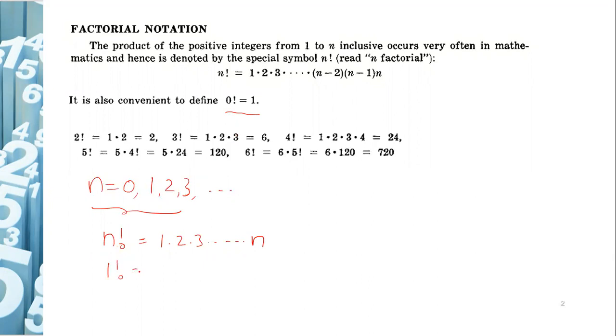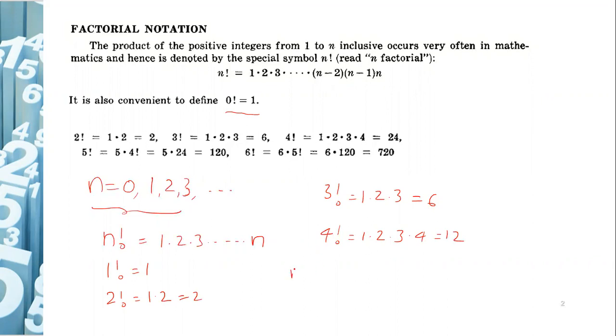Just like 1 factorial is 1, 2 factorial is nothing but 1 into 2. Like that, I can continue. 3 factorial is 1 into 2 into 3, that is 6, of course. And 4 factorial is given by 1 into 2 into 3 into 4. So that is nothing but 12. Like that, we can evaluate.